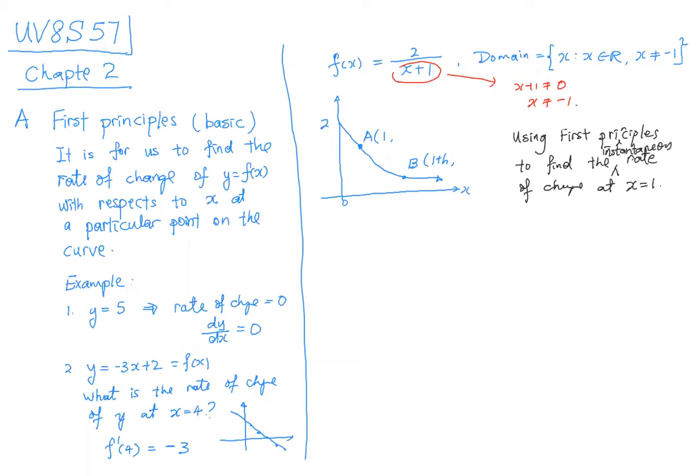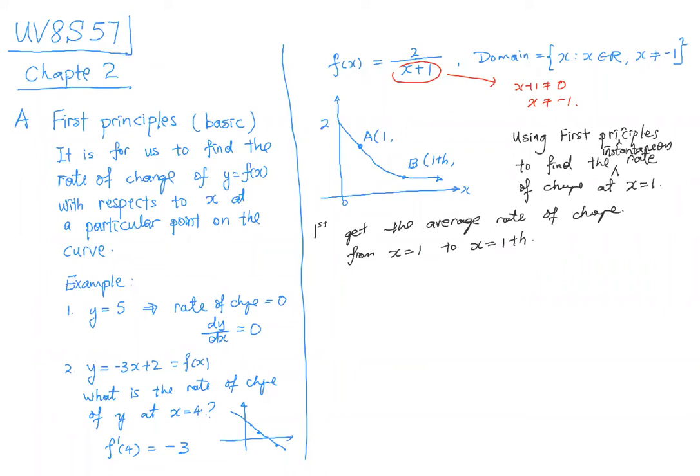So we are going to use first principle. First principle always starts with, first, you get the average rate of change. We want to get the average rate of change from x equal to 1 to x equal to 1 plus h.